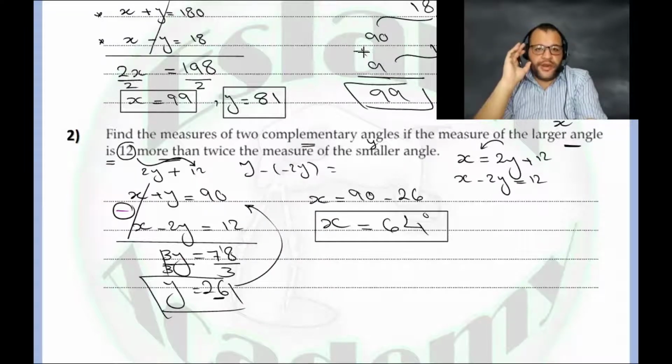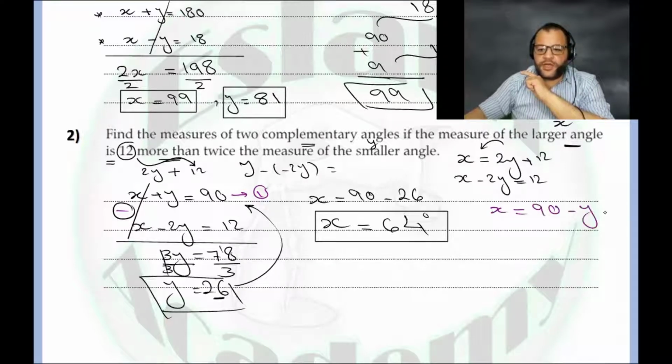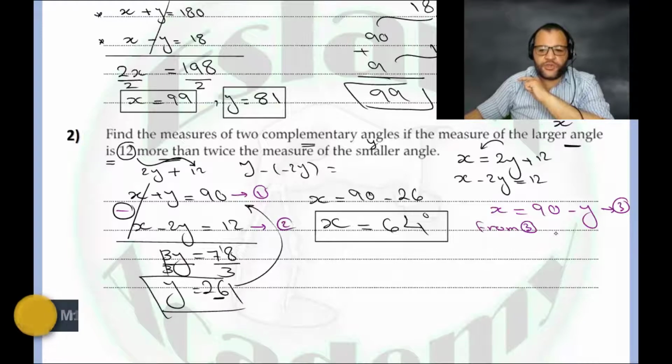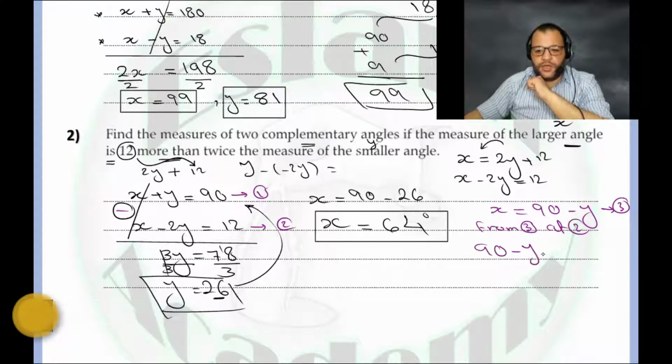This one we use elimination. Do you know the meaning of substitution? If you want to solve by using substitution, you choose, suppose, the equation number 1, so you can say that x equals 90 minus y, and this will be equation number 3. Then we substitute from equation number 3 into equation number 2. So it would be 90 minus y minus 2y equals 12.